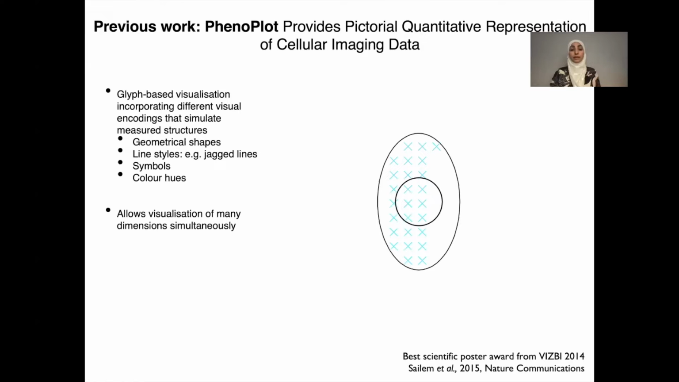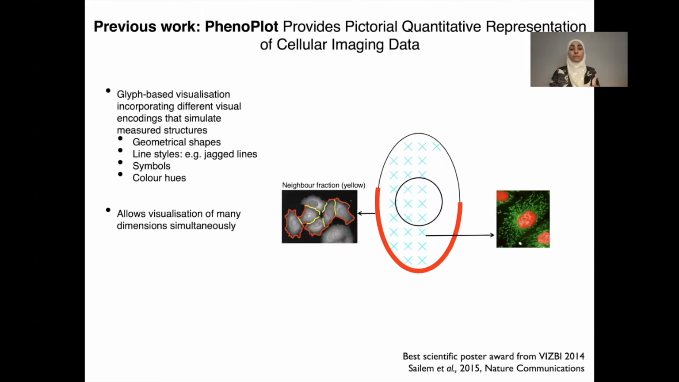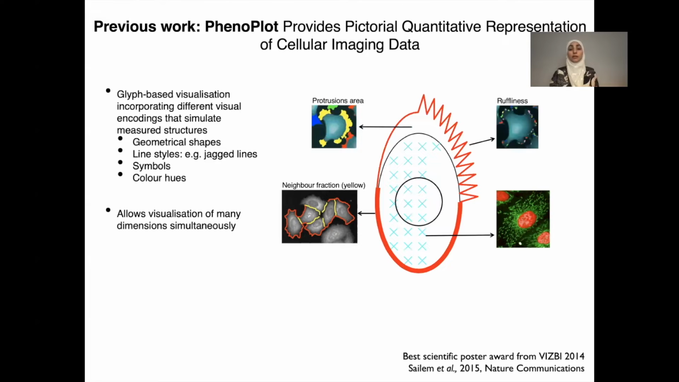And I fill the ellipse with the symbols depending on the variable value. So this can represent protein abundance or organelle abundance. The border of the cell can represent how much cell-to-cell contact, so how much this thick line will go around the cell. A jagged line represents the irregularity of the cell border, and a half ellipse on the tip represents the protrusions. Now, what we also gain is that we are representing multiple dimensions by combining different visual encodings.